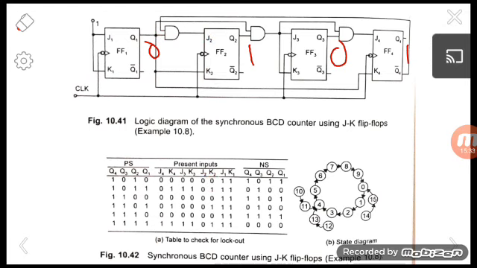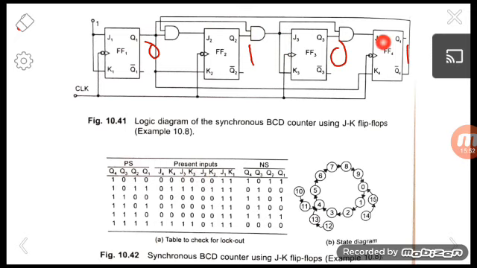First condition. And what about J3 and K3? Here Q2 is 1, and another input of the AND gate is coming from Q1. Here Q1 is 0, so the output of the AND gate will be 0. The same input is given to K3. So J3 and K3 will be 0, 0.